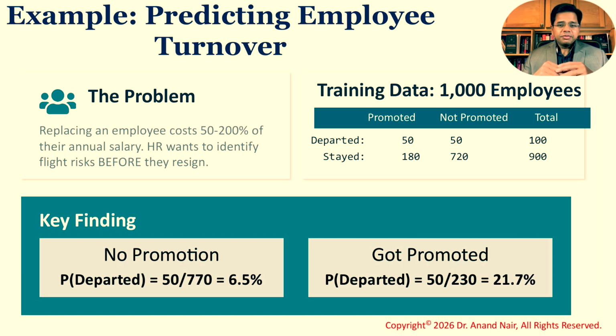Makes sense, right? Few things breed resentment like watching colleagues get promoted while you're stuck in place. Looking at our training data of 1,000 employees, we can calculate that among employees who weren't promoted, about 6.5% left. But among those who were promoted, a surprising 21.7% still left. Wait, what? We'll dig into this more, but the pattern emerges. Promotion status gives us information about departure risk. This is conditional probability in action. Probability of departed given the promotion status gives us different numbers depending on the context.